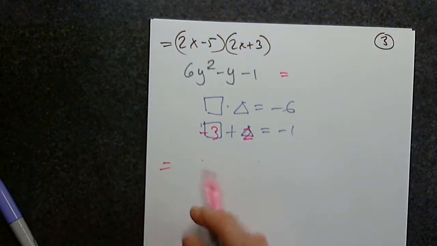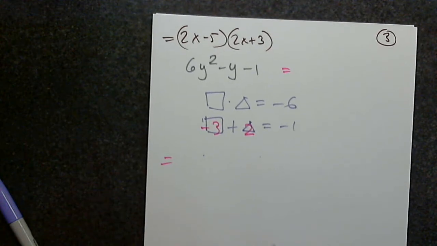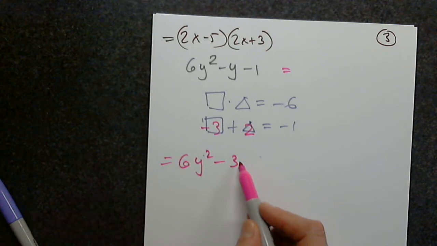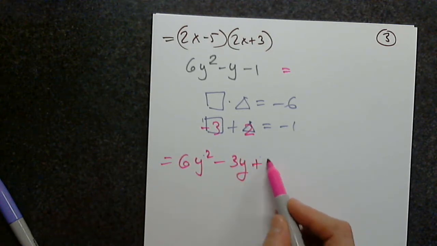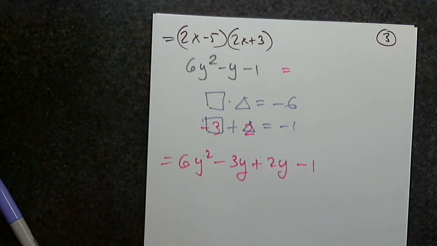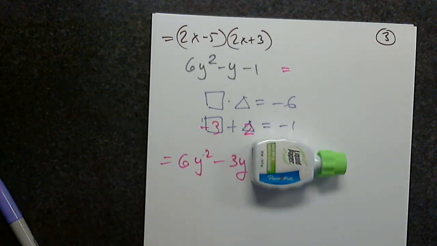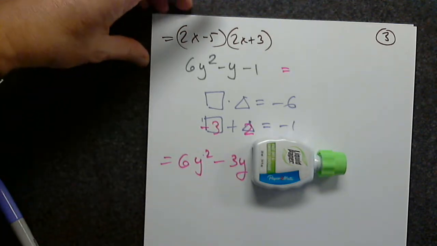So can anyone tell us how to rewrite the problem now? 6y squared minus 3y plus 2y minus 1. Excellent. We did not change the problem. We only replaced -y by -3y plus 2y. Okay, 4 terms. If you go back and combine like terms, you're not going to get anywhere. So now we move forward by factoring by grouping.